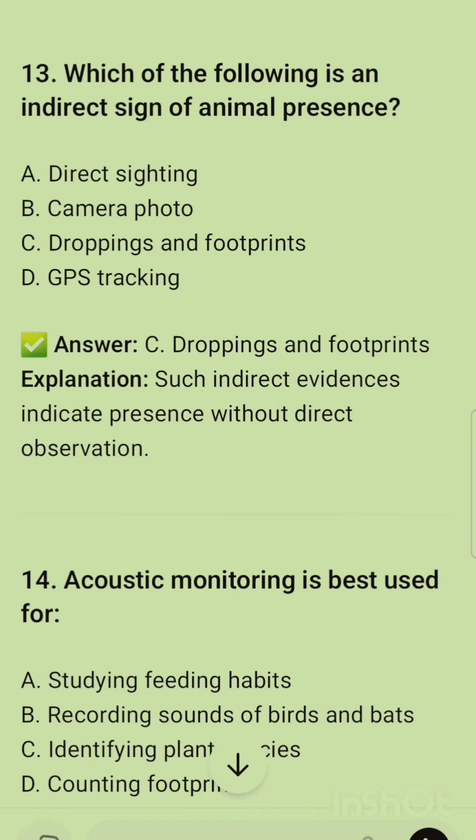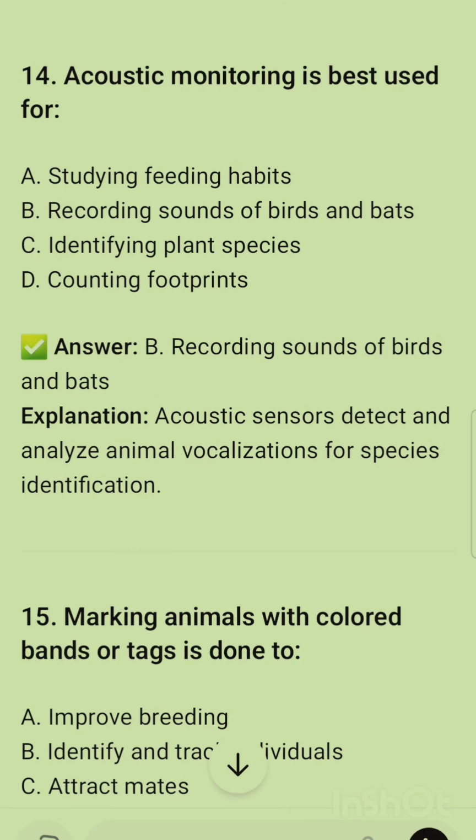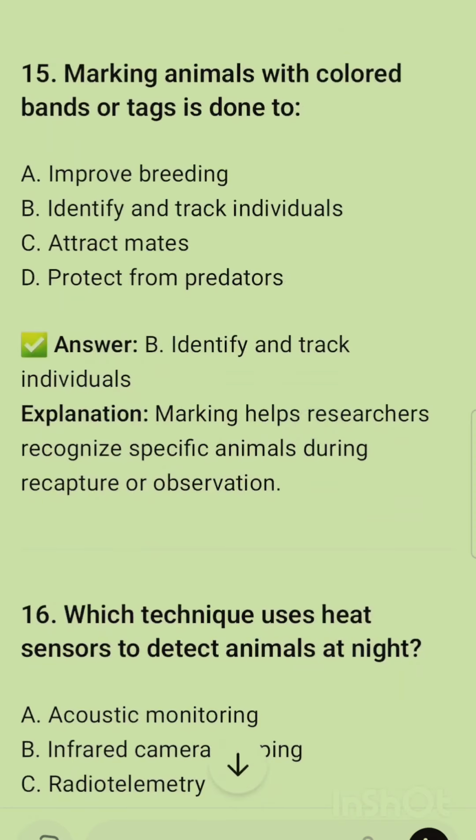13th question is: which of the following is an indirect sign of animal presence? The indirect sign of animal presence is droppings and footprints, such as are indirect evidences. 14th question is: acoustic monitoring is best used for, and it is best used for recording sounds of birds and bats. 15th question is: marking animals with colored bands or tags is done to, and it is done to identify and track individuals, as marking helps researchers recognize specific animals during capture, recapture, or observation.